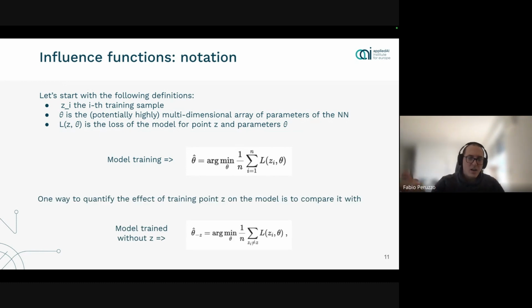So how would you quantify the effect of a training point Z on the model? You have one model trained on the full training data set, and then you consider another model, which is trained on the full training data set but without the Z point, right? So you have basically two models, one trained without Z and one trained with Z. And then you could compare the performance of these two models on a given test set, right?